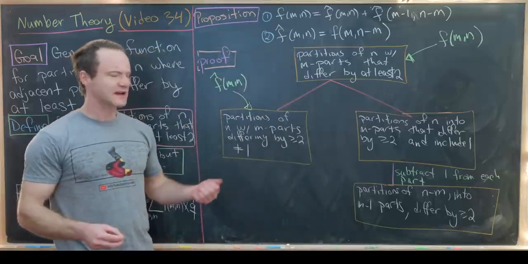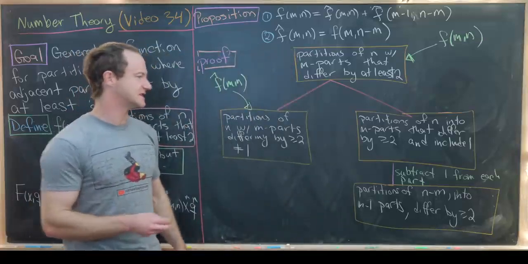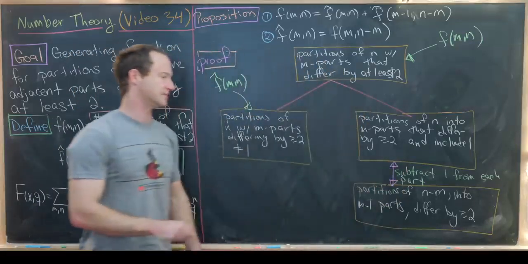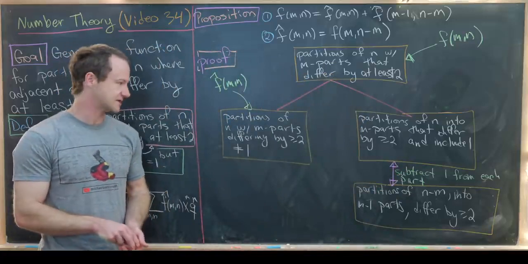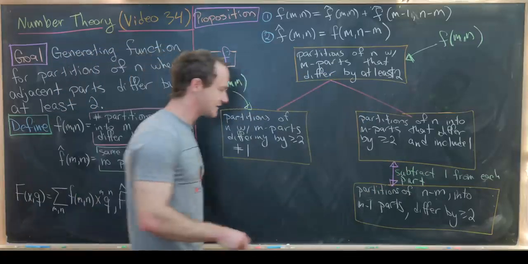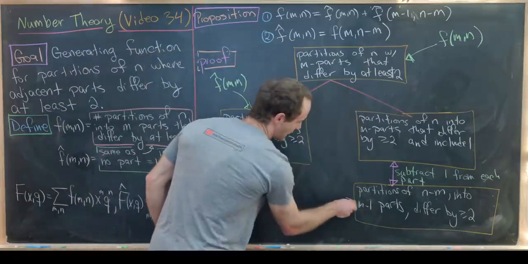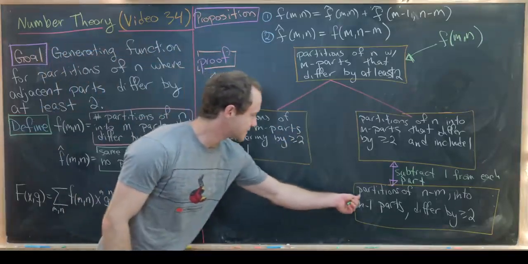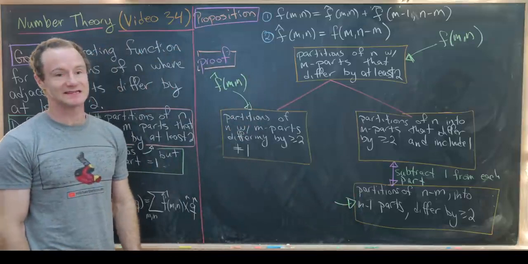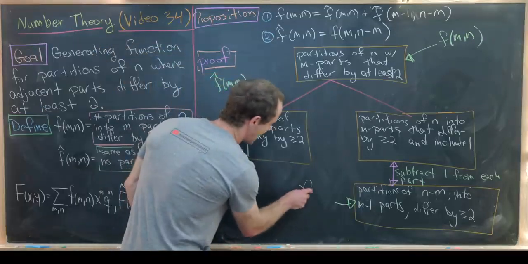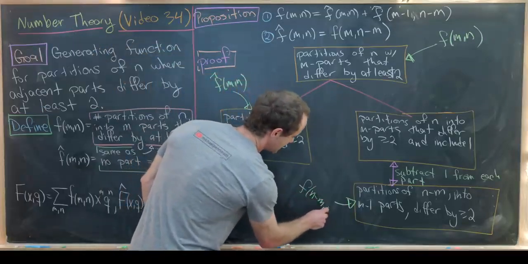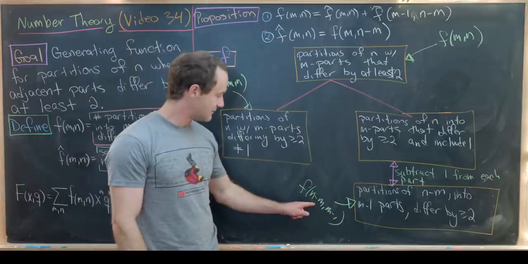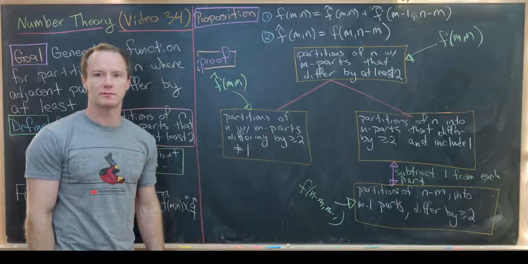So I think it goes without saying, or maybe it's a pretty easy thing to see, that this sets up a one-to-one relationship between the elements in each of these boxes. So now all we have to do is count how many guys are in this box. But that's not too hard because we've got a function that counts that exactly. And that is f of n minus m, m minus 1. In other words, partitions of n minus m into m minus 1 parts.